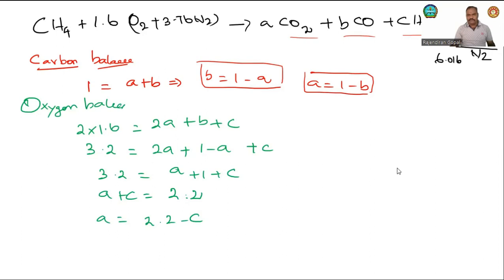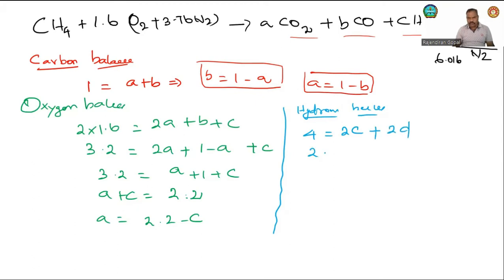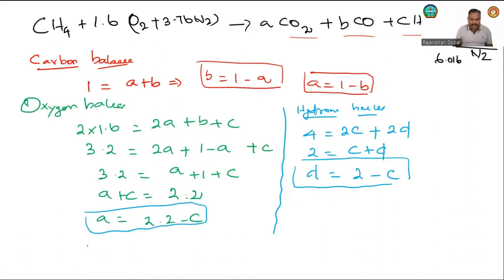Then we will go for the hydrogen balance. 4 hydrogen is equal to 2C plus 2D on this side. Then 2 is equal to C plus D. Already we know the relationship between these two. Then D is equal to 2 minus C. We can write this in terms of B: A is equal to 1 minus B, which is equal to 2.2 minus C. Then B is equal to C minus 1.2.